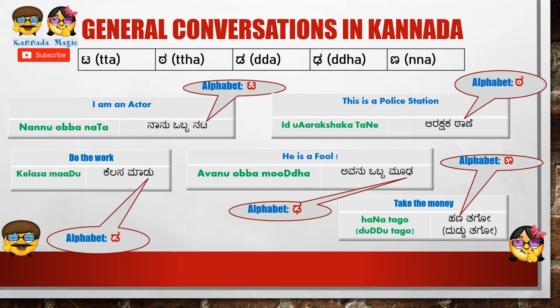Hana. Hana means money. So you want to say take the money, you will say hana tago. Tago means take it. If you want to ask for money, you say hana kodu. Hana is also called duddu, so you can say duddu tago or duddu kodu. So there the na is used in hana. Hana means money.